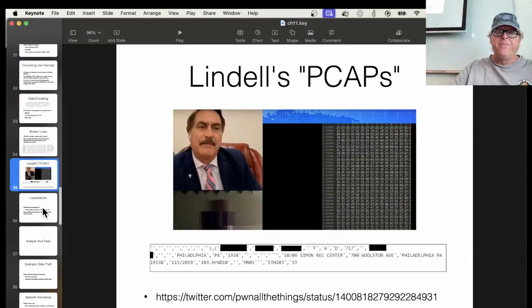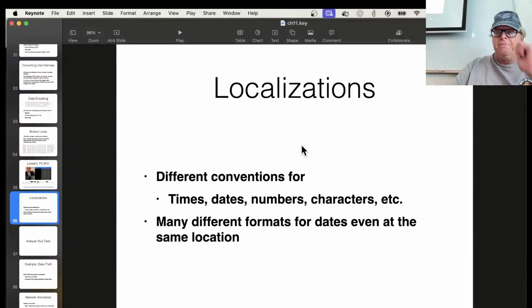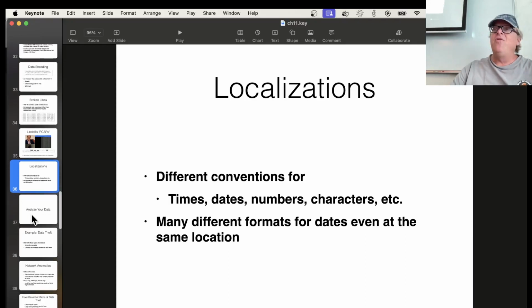This is theater. Right. And so then, of course, times and dates and numbers and character sets are all different. Sets of different languages and stuff. You got different formats, like is the day first or the month first. All these things can ruin your whole day.